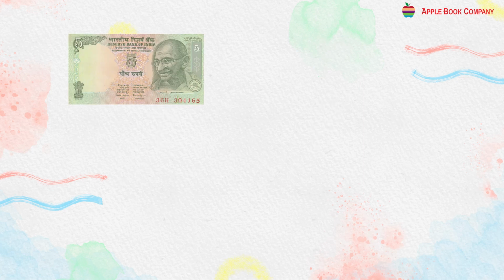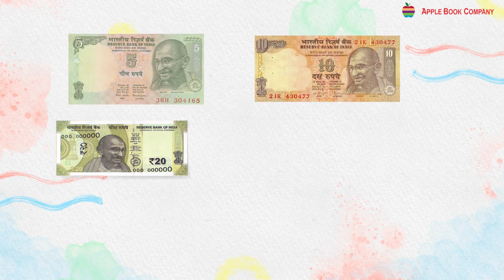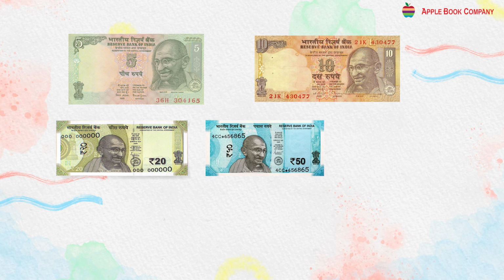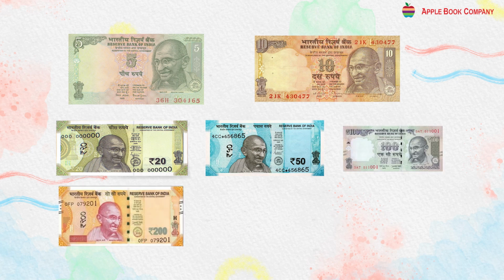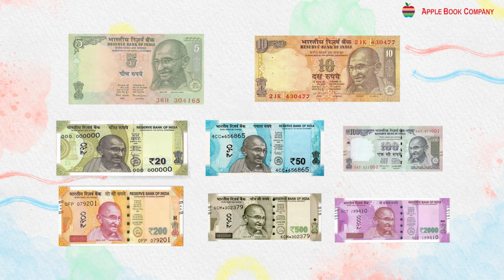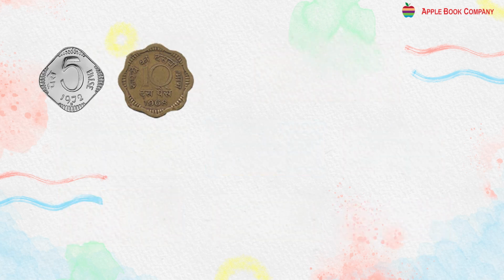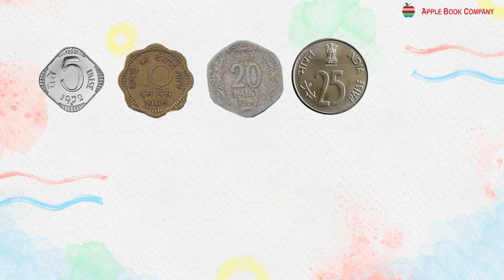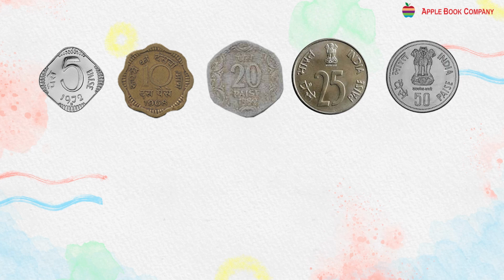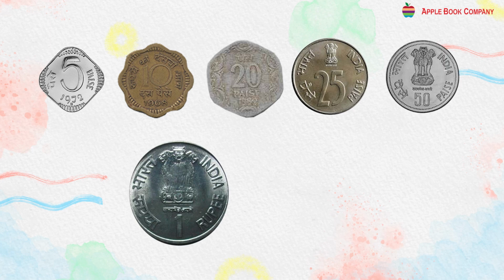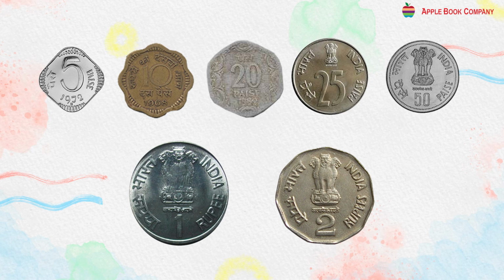And we have 5 rupees note, 10 rupee note, 20 rupees note, 50 rupees, 100 rupees, 200 rupees, 500 rupees and 2000 rupees. So these are the different currency that we keep using in our everyday routine. Coins of 5 paise, 10 paise, 20 paise, 25 paise, 50 paise and notes of denominations 1 rupee and 2 rupees are not in use nowadays.